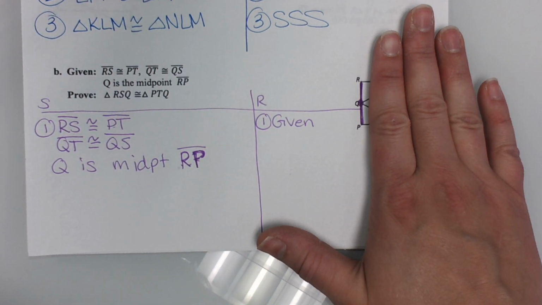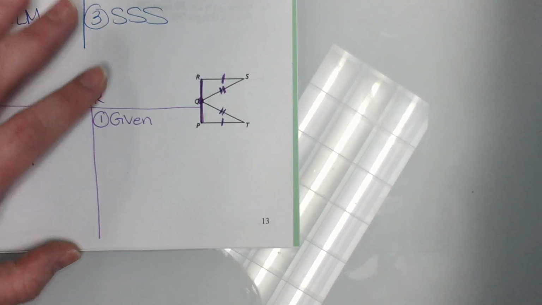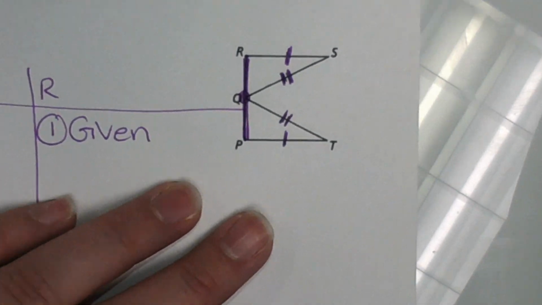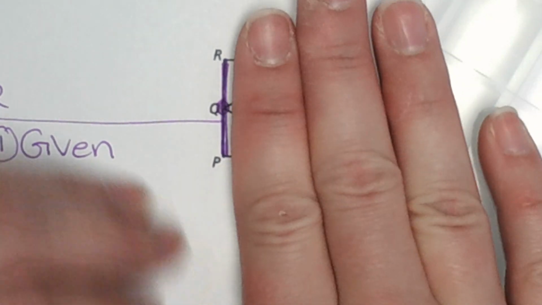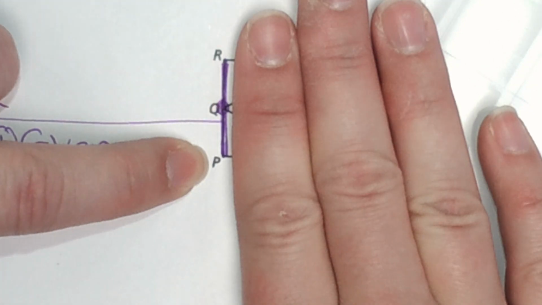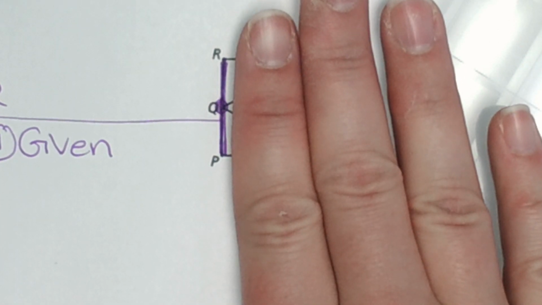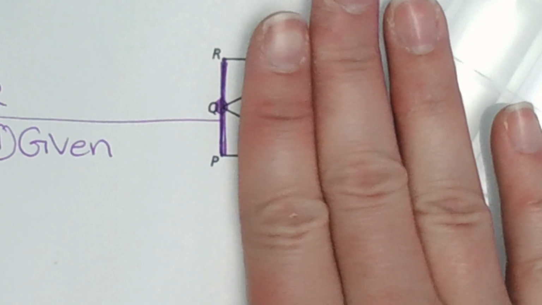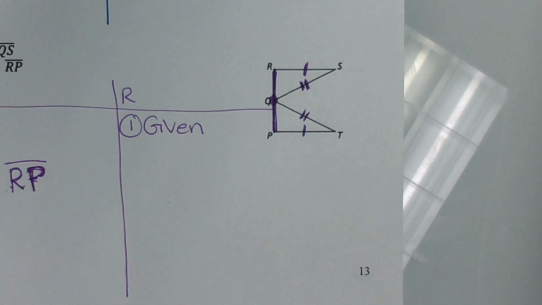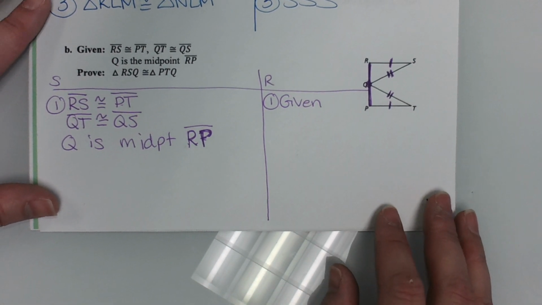Which two segments are congruent? Do we agree with Gabe? Are those the two segments? Yes. RQ is congruent to QP.